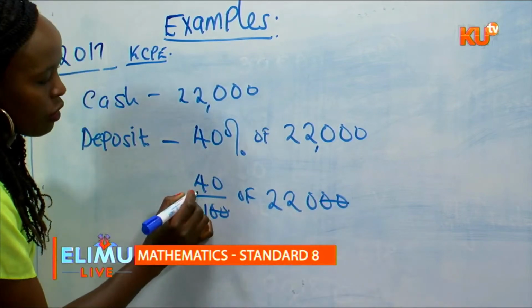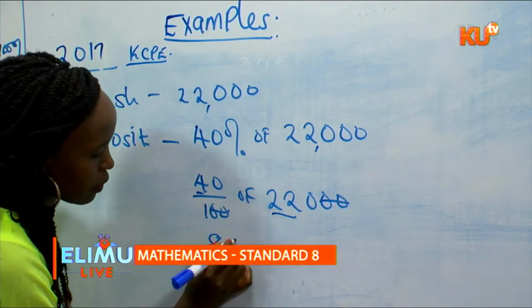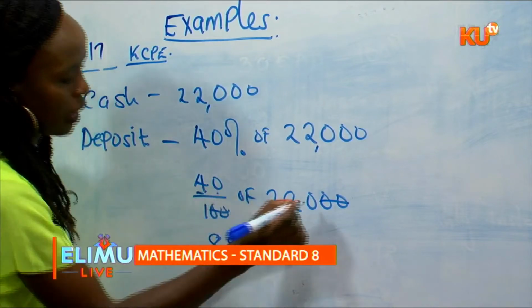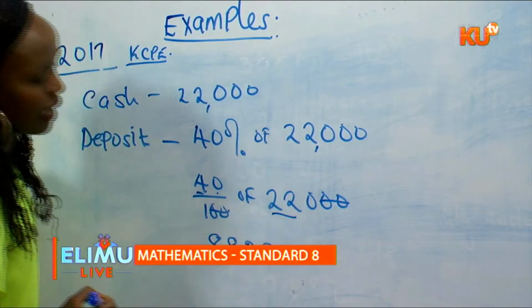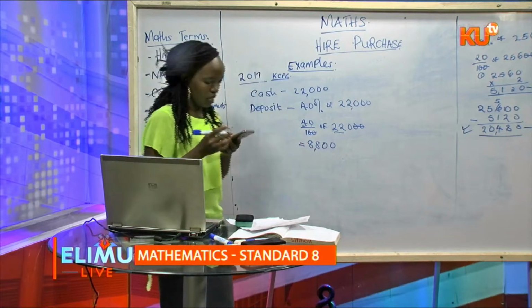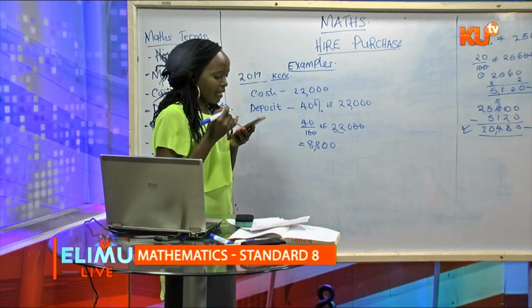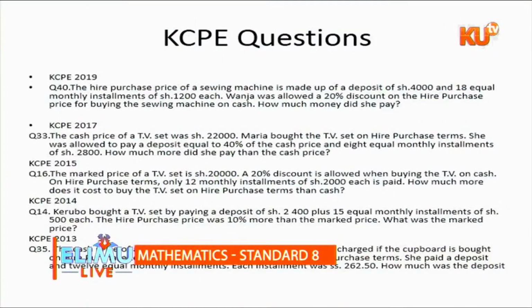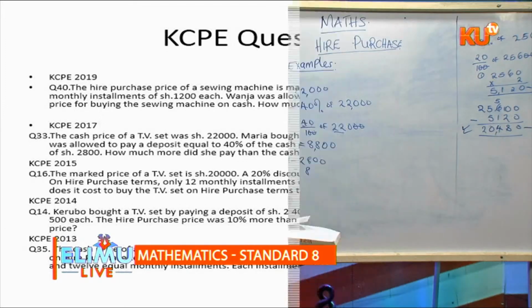We multiply here. 4 times 22 we get 88. We agreed we're in class 8. 0 and 0, powers of 10. So we get 8,800. 8,800 now, that was the deposit. We continue. The question says, and 8 equal monthly installments of 2,800. This was the monthly installment, and they were 8. So the number of months were 8.